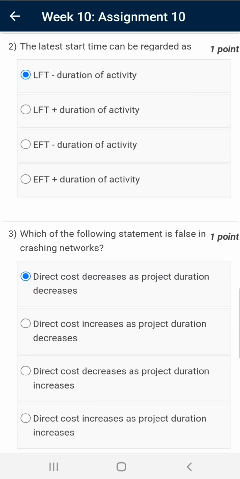Question number 2. The latest start time can be regarded as, the correct answer is latest finish time minus duration of activity.